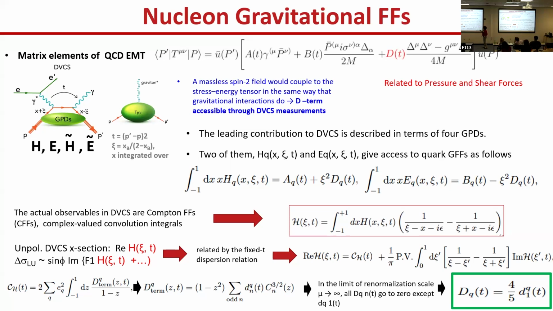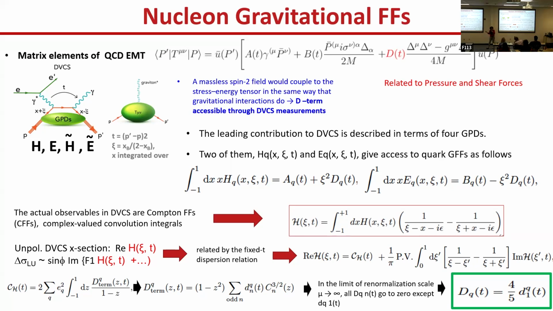Two of these four GPDs, H and E, give access to the quark gravitational form factors through this expression. I put here all the simplified steps to guide you. But of course, there are assumptions in each step, and I'm not here to discuss step by step how we arrived at this formula. But you can see here that we have H and E, which give access to the gravitational form factors.